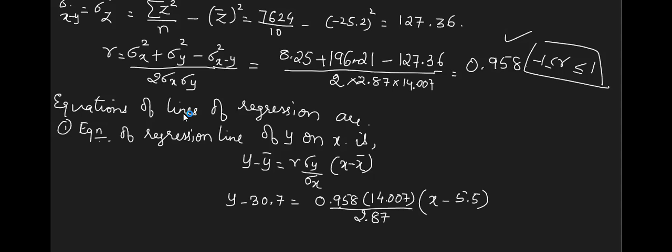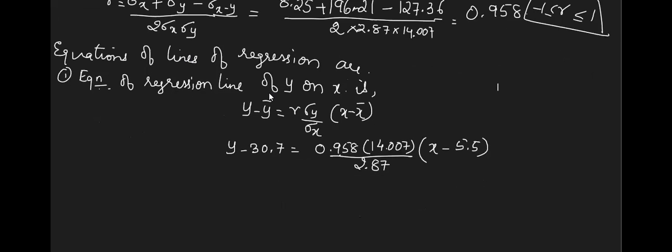See how you need to calculate it. You should get it in the form y equal to mx plus c. Take care of that. So I'll keep my y here. Just calculate this quantity: 0.958 into 14.007 divided by 2.87. That is 4.672. Correct. This value into x means you will get the x term.